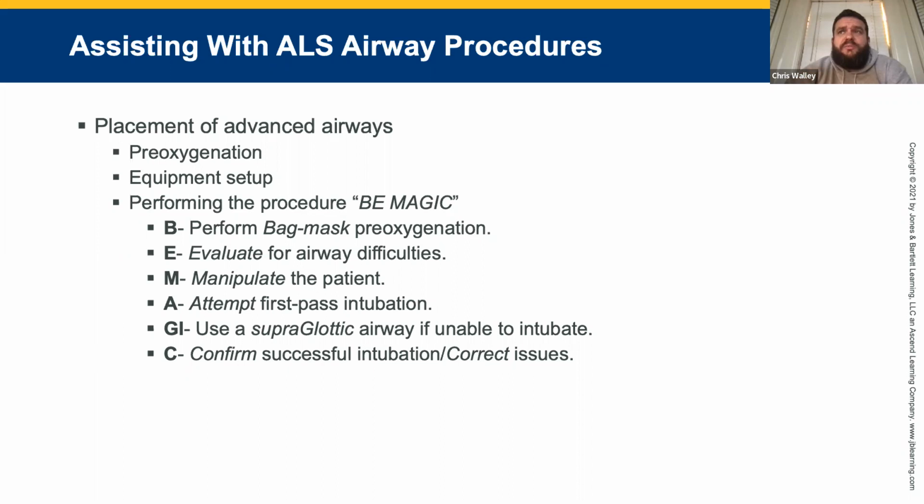Here's the mnemonic on the page. It says performing a procedure, be MAGIC. B is bag-mask, perform pre-ventilation. E is evaluate for airway difficulties. M, manipulate the patient, which means head tilt, chin lift, or jaw thrust. A is attempt first pass intubation. G, use a supraglottic airway if unable to intubate, which means a King airway or a device like that. And C, confirm successful intubation. For success, we have to have condensation in the tube and visual confirmation of passing the cords.